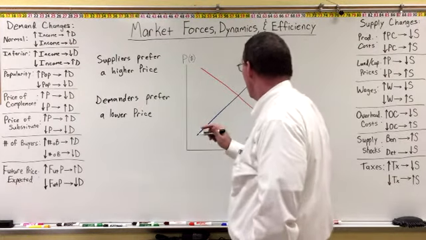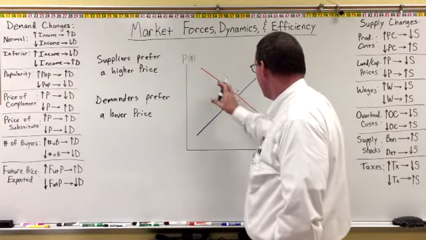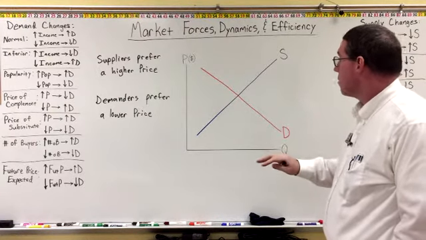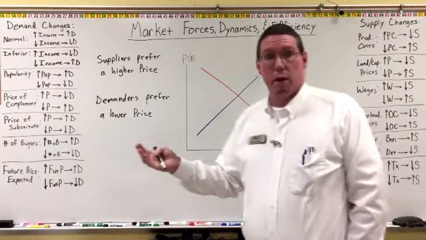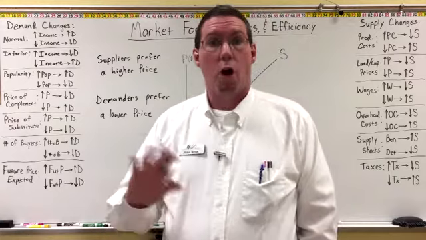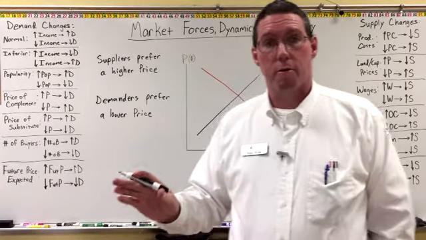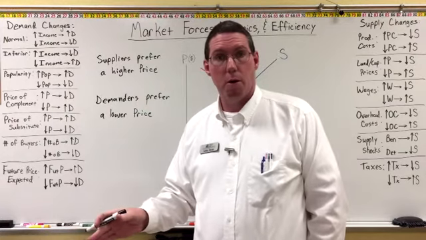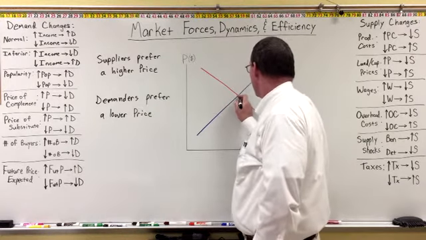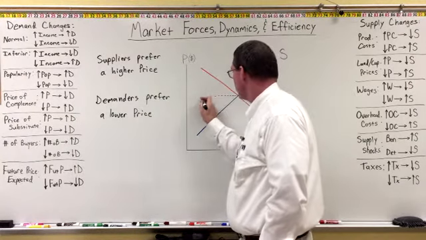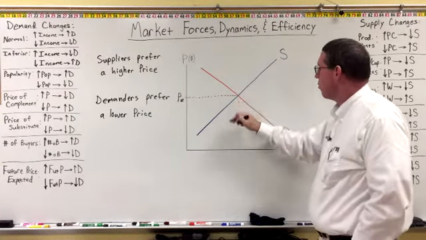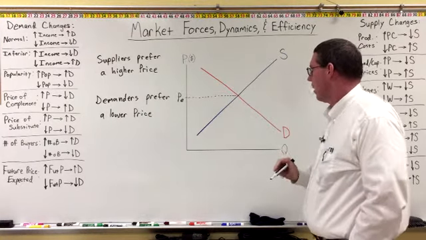Now, when we have a market graph with supply and demand, the price in the market is what the suppliers and demanders ultimately agree upon. Regardless of what their quantities are, the buyers and the sellers have to agree upon this price before anything will be exchanged. I'm going to put in here the equilibrium price. We learned in the last session that the equilibrium price, P sub E, is always the price where the supply curve intersects the demand curve.